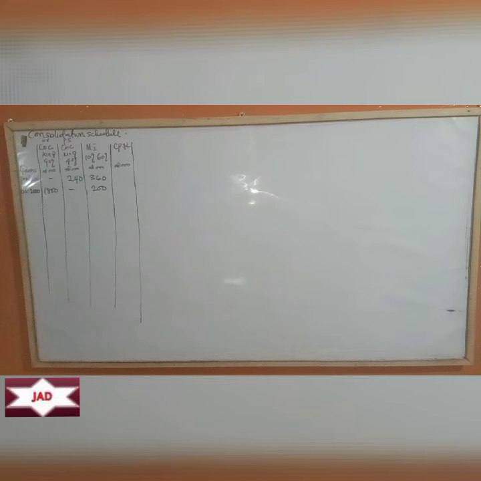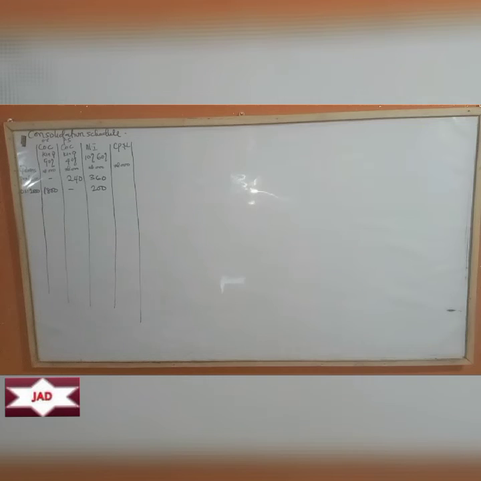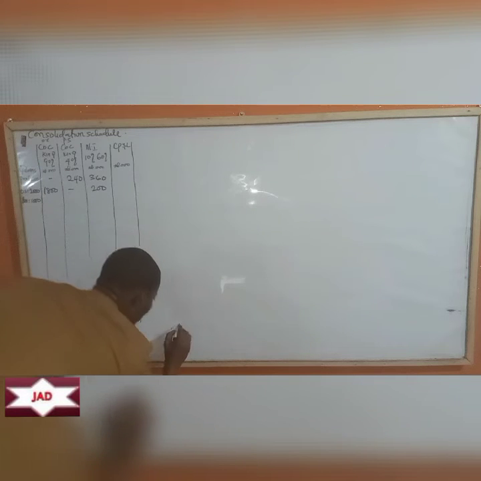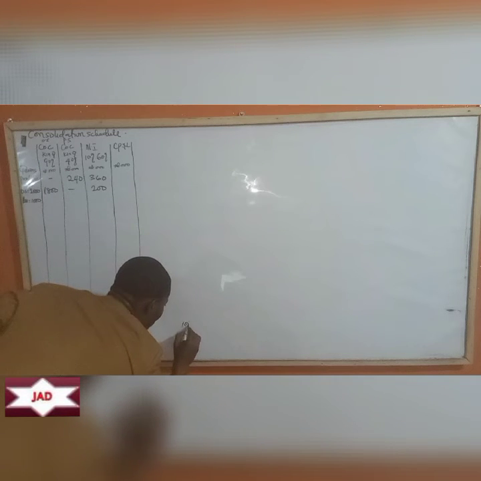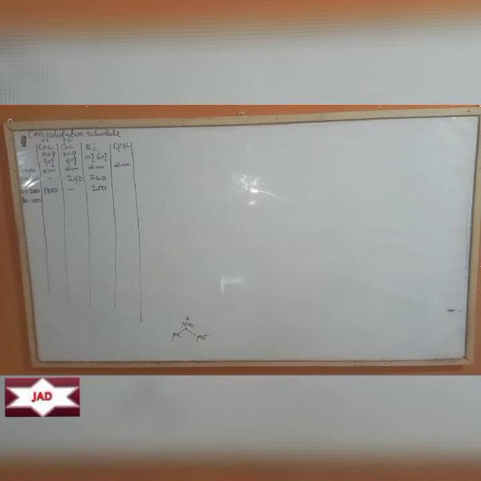So what's our reserve there? Our reserve is 1,000. So what do we do? Of course, remember, we're going to have reserve here, which is 1,000. Of course, it's for Queens. It will be pre and post. What's the pre here?